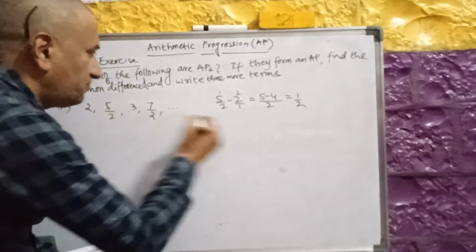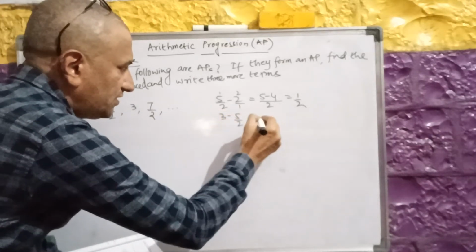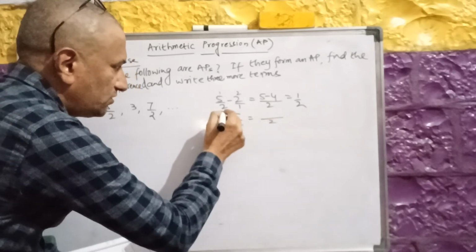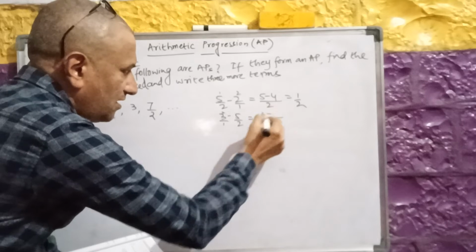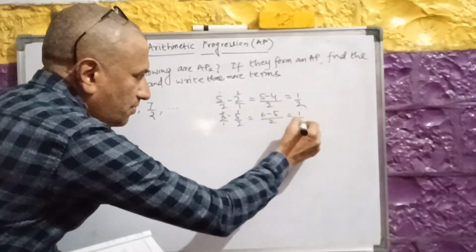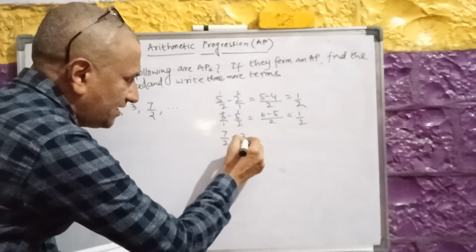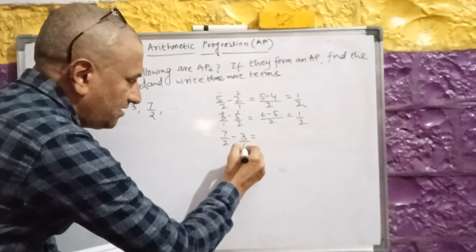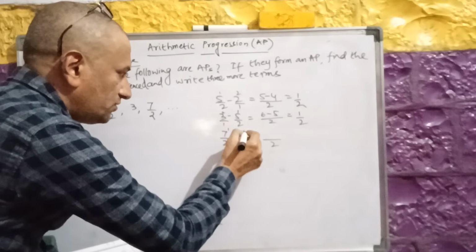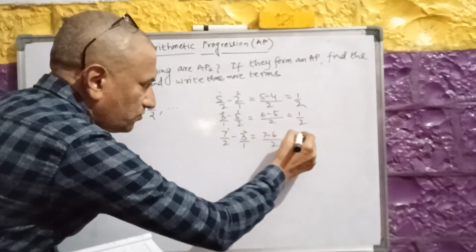Similarly, 3 minus 5/2: if I take the LCM, 1 and 2 LCM is 2, 1 2s are 2, 3 2s are 6, then 2 1s are 2, 5 1s are 5, which is equal to 1/2. And again 7/2 minus 3: if I take the LCM, it is 2, 7 1s is 7, 3 2s are 6, so it is equal to half.